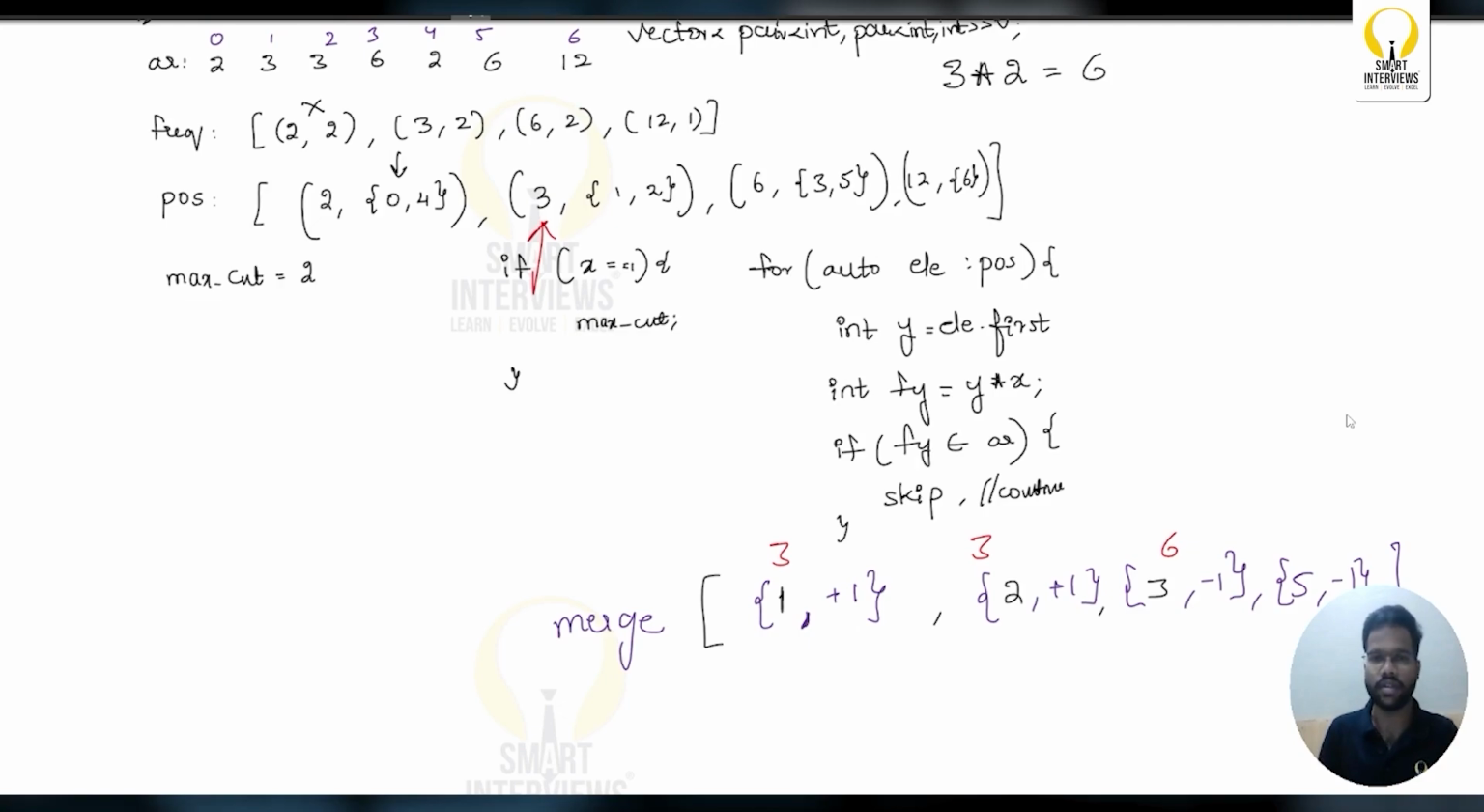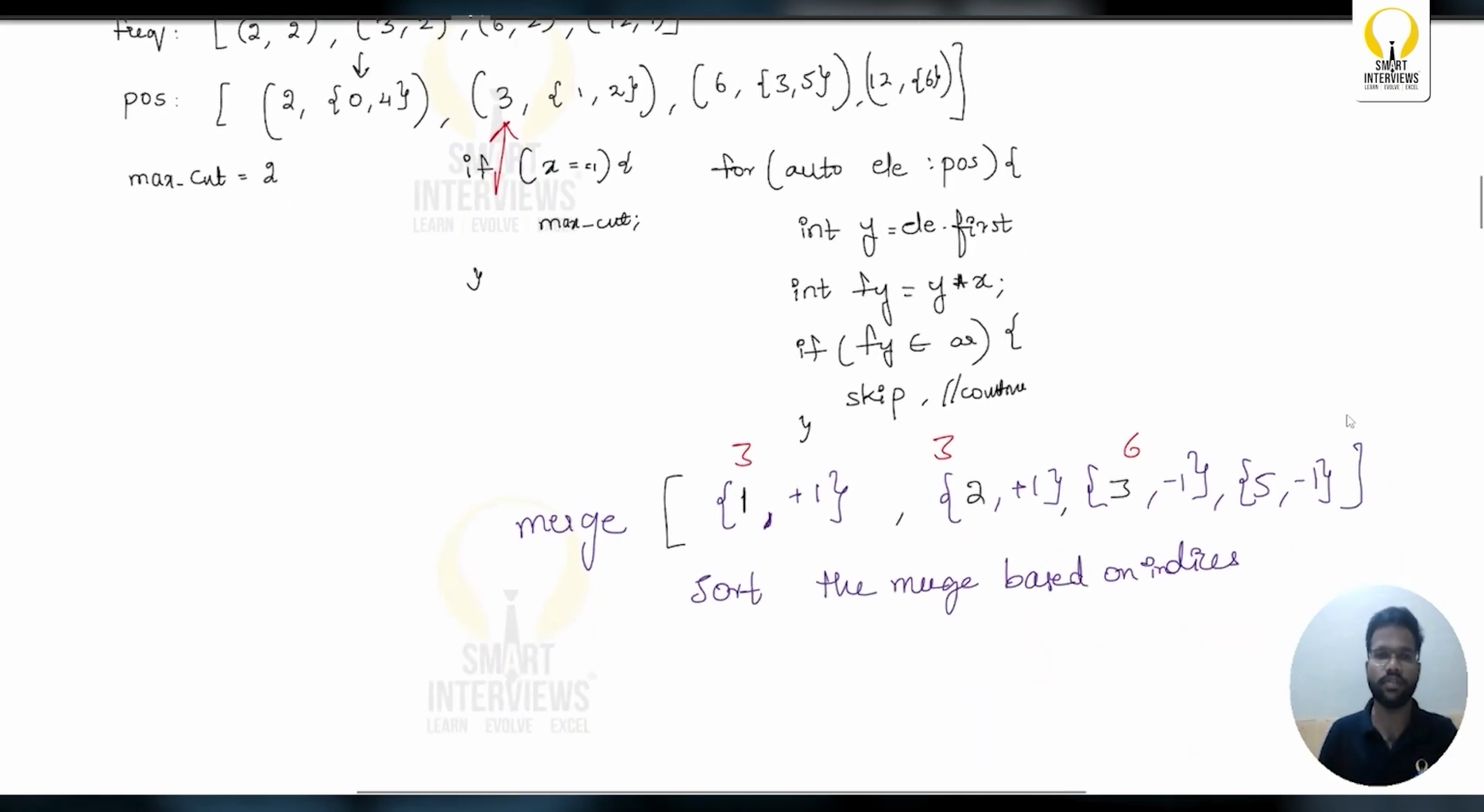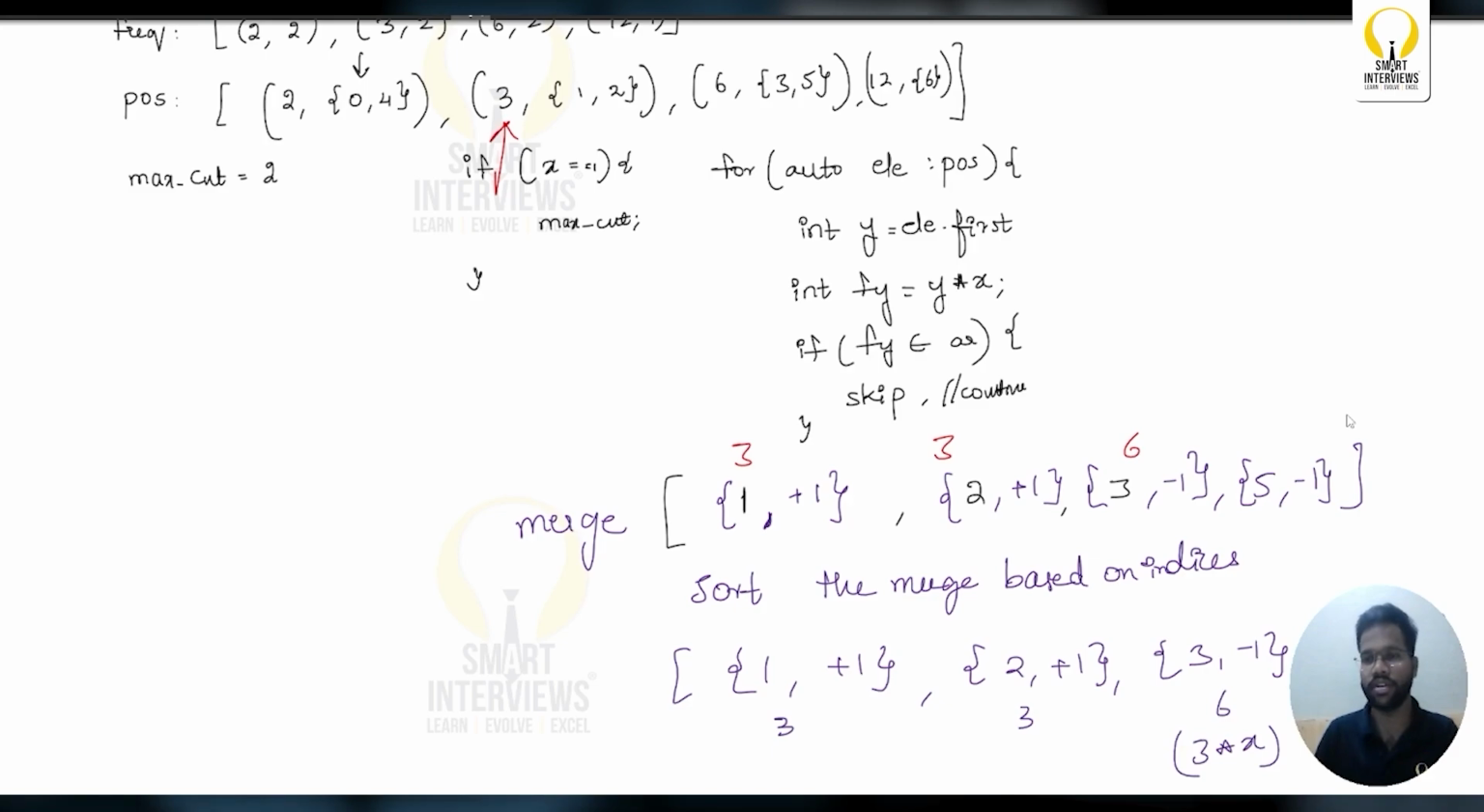Now I need to get the subsequence. So I'll sort the above merge array based on indices. If I sort this, if you observe, the order was already sorted, so I'll be getting the same data again even after sorting. So don't get confused. This is the index of 3 which is present in the array, and this is the index of 3 into x, and the value of x is 2.